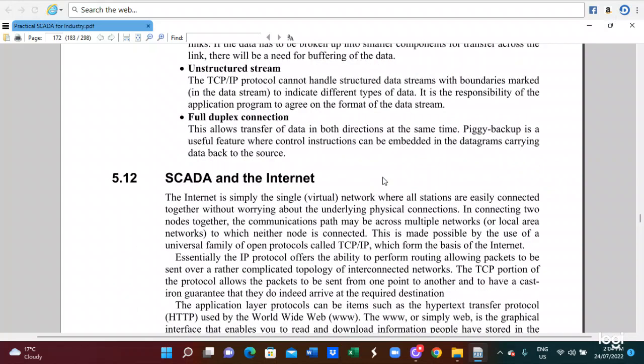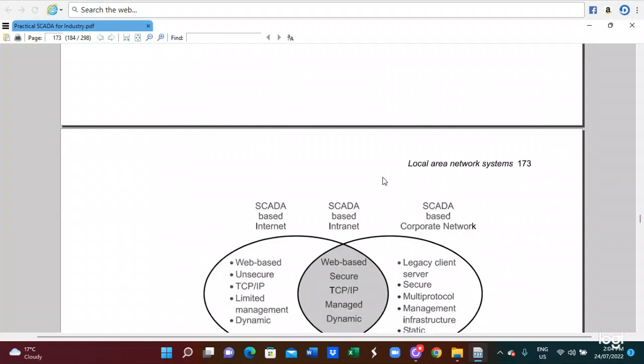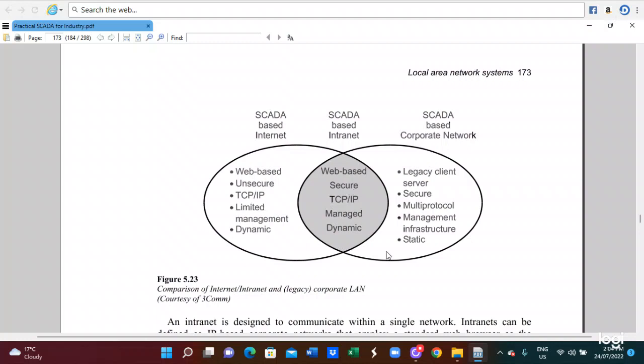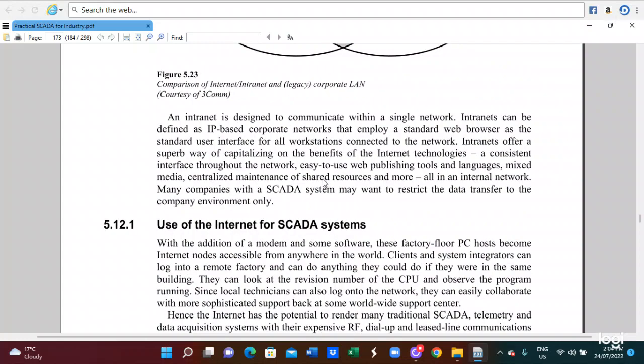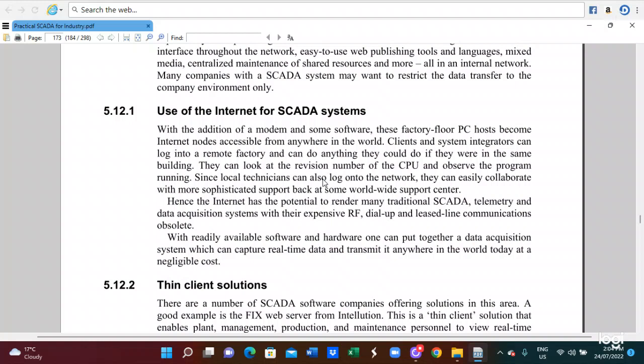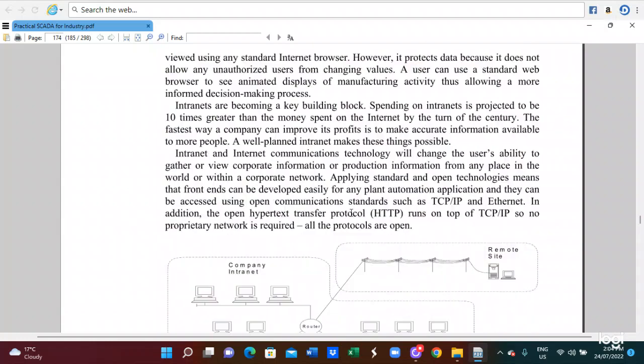So, SCADA and Ethernet: we are using SCADA in the Ethernet system. In the web-based system, we use SCADA. By this rule, the computer control unit can control the remote control station by using the Ethernet system. So this is the SCADA and Ethernet combination. We use Ethernet for SCADA to control over a very far distance.